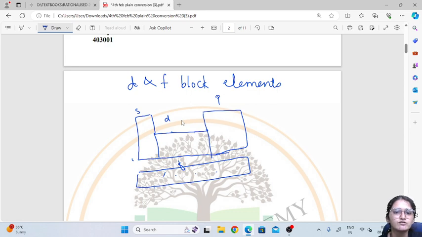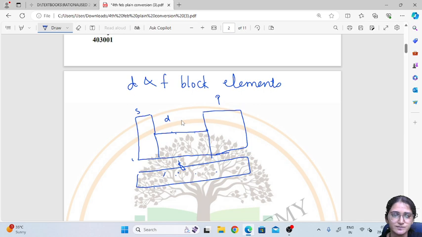So this is a rough structure of the periodic table in which the first group is the S block, then this is the D block, which is in between S and P, and the last one is the P block. Then down we have the F block. Now the D block is called transition elements and the F block is called inner transition elements. Why is the D block called transition elements?